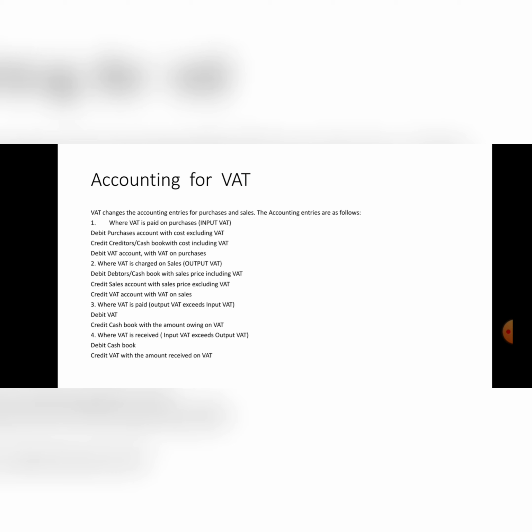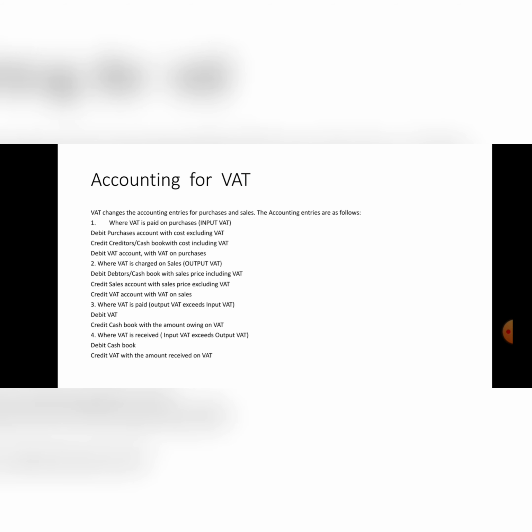Where VAT is paid, that is output VAT exceeds input VAT, you debit VAT account and you credit cash book with the amount owing on VAT.